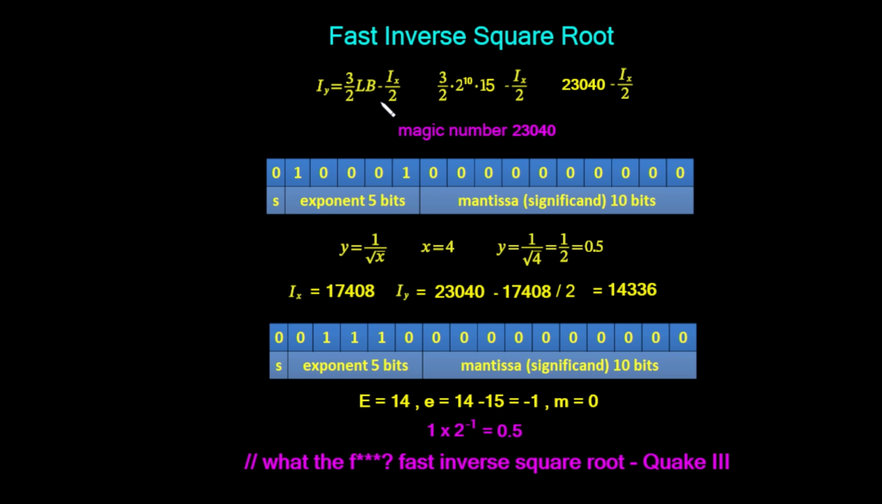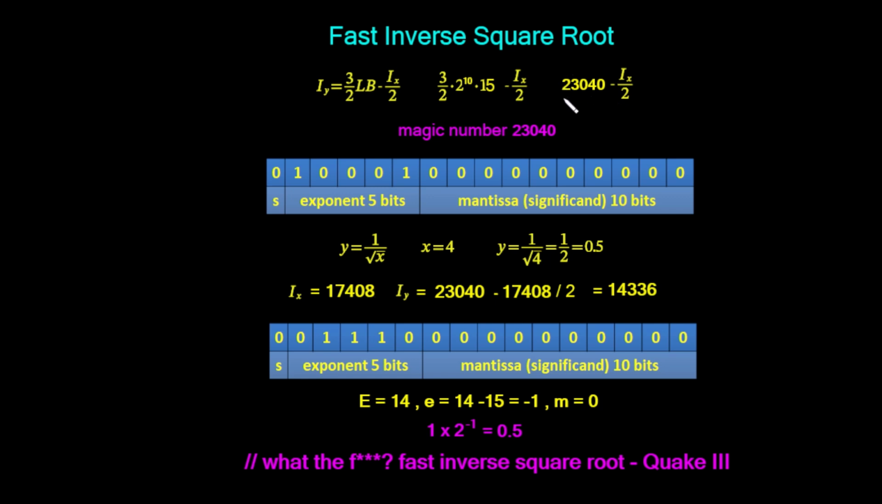So what are the terms L and B? Well, the term L is the number of mantissa values. So for example, in a 16-bit floating point number, we're going to have 10 mantissa bits, so we're going to have 2 to the power of 10 mantissa values. The B is going to be the exponent bias. Again, in a 16-bit floating point number, we've got 5 exponent bits, and the bias is a value of 15. So we're going to finally have 3 upon 2 times 2 to the power of 10 times 15. This number here is 23040.